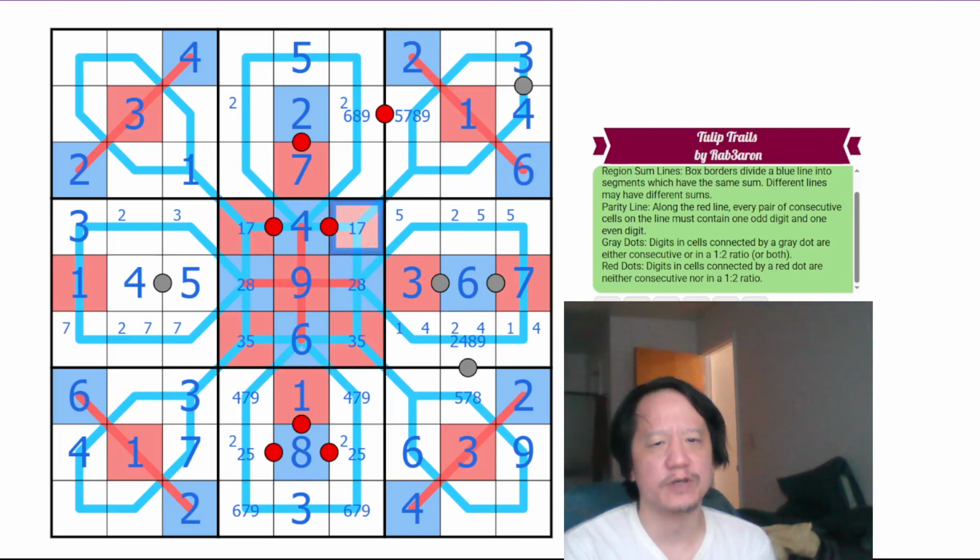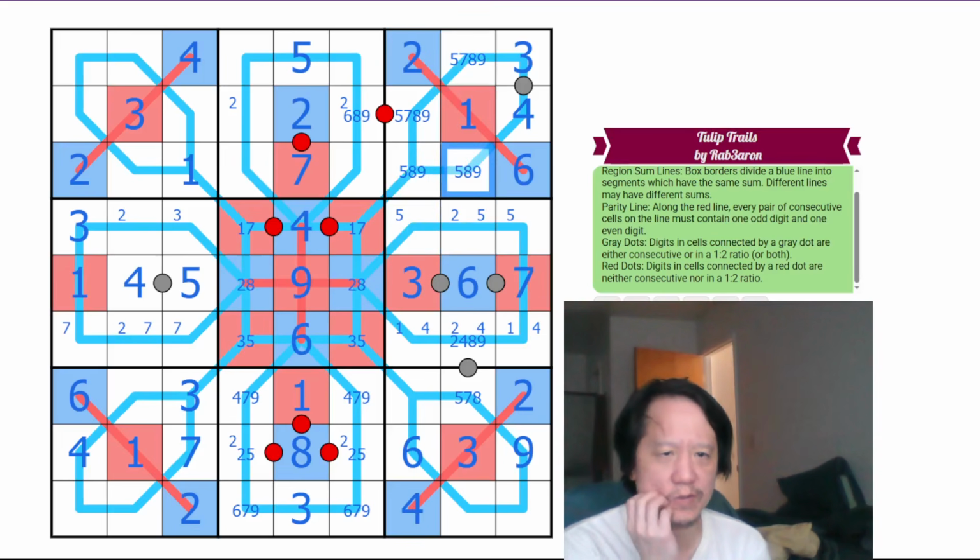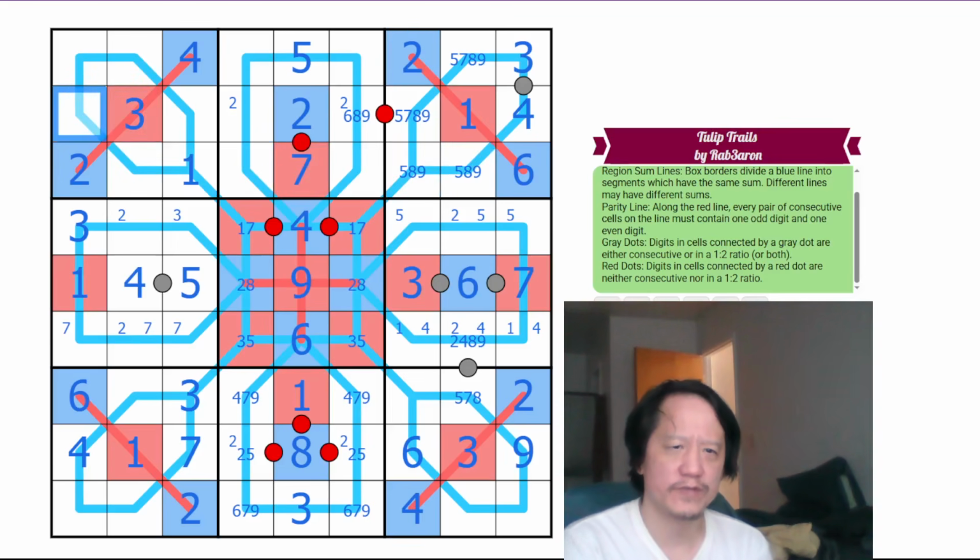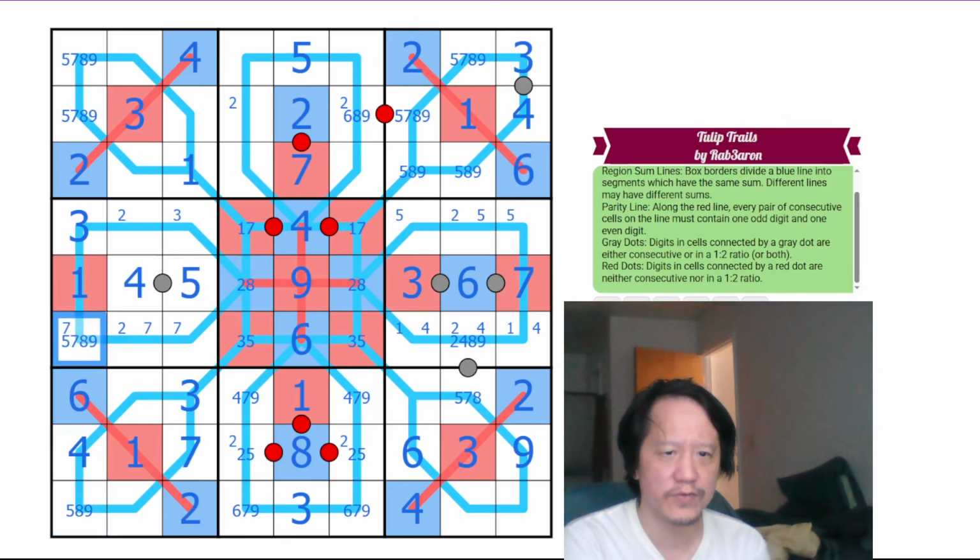So the problem is right now, we don't have that many restrictions. That's why I'm going through all these. We have 5, 7, 8, and 9 here in column 1. No 7, no 5 here. No 5 here. We have 1, 5, 7, 8 here. No 1 here. 5, 7, 8.